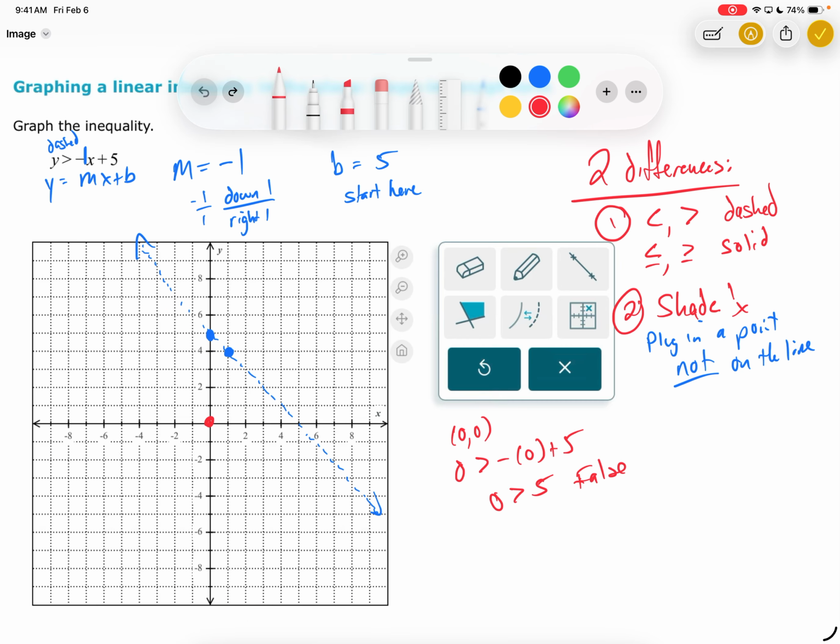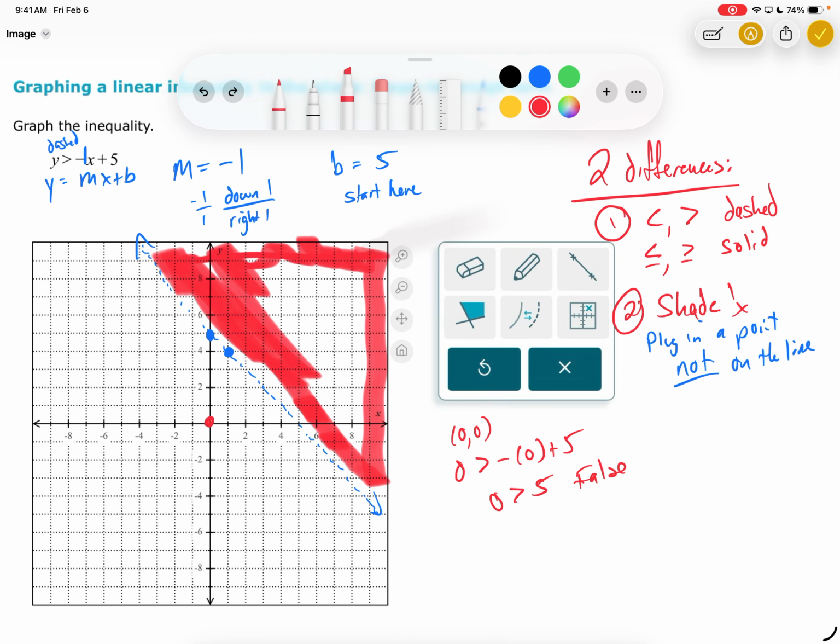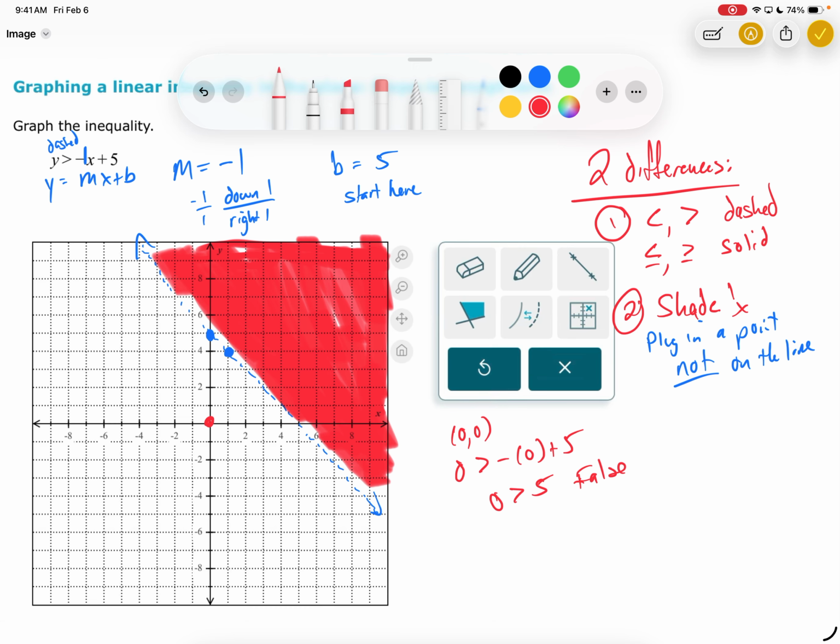So since I got false, I actually need to shade on the other side of the line. If I plugged in any point on this side of the line, it would be true, okay? So I could take this point right here, 8, 6, and if I plugged it into here, it would be true, okay?